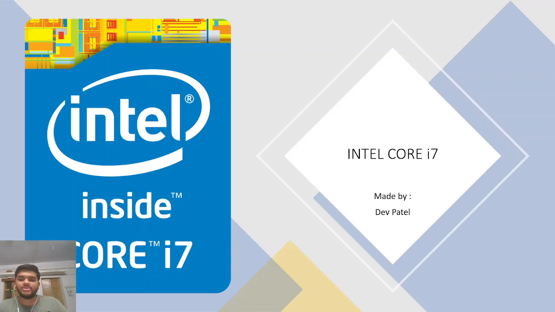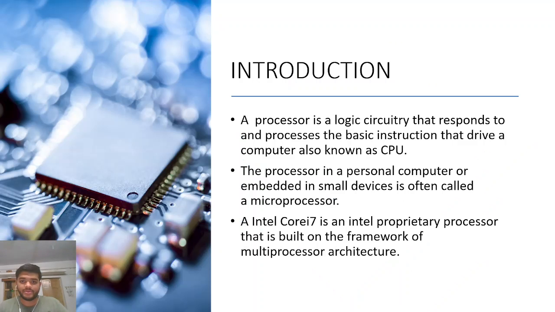Learn about the Intel Core i7 processor. A processor is a logic circuitry that responds to and processes the basic instructions that drive the computer. It is also known as a CPU, Central Processing Unit. The processor in a personal computer or embedded in small devices is often called a microprocessor. Intel Core i7 is an Intel processor that is built on a framework of multiprocessor architecture.